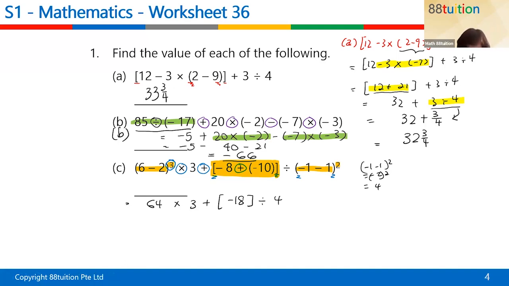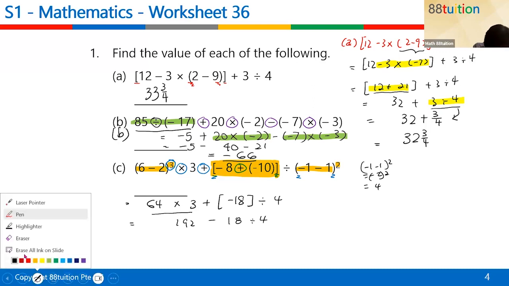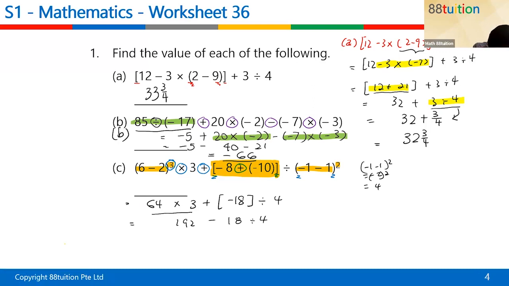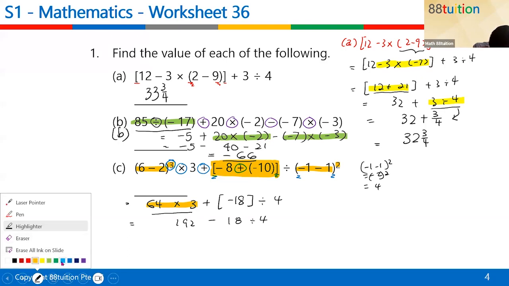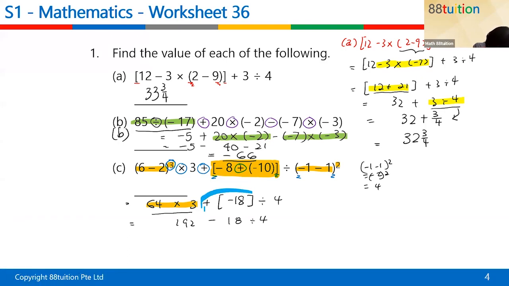Okay? So from here, what you can do is multiply first. What is 64 multiplied by 3? That will give you 192 minus 18 divided by 4. Why minus 18? Any idea? Because, okay, now wait. Now we have to do this first. Then I very carefully wanted to highlight this, which is equal to minus 18.